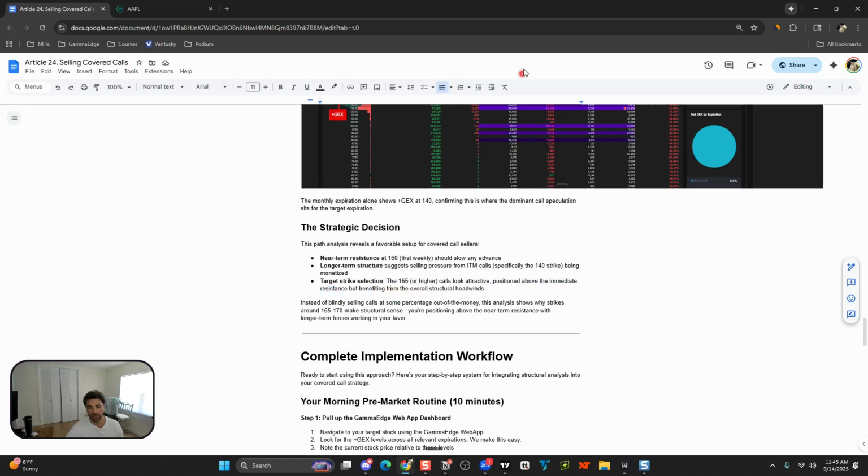the overall structural headwinds. Right, so instead of just blindly selling covered calls at some set percentage out of the money, this analysis, or way of thinking, shows you why strikes around the 165, 170 level make sense. Right, and so you're leveraging the options market and the significant positioning within it to help position yourself above near-term resistance with longer-term forces working in your favor.